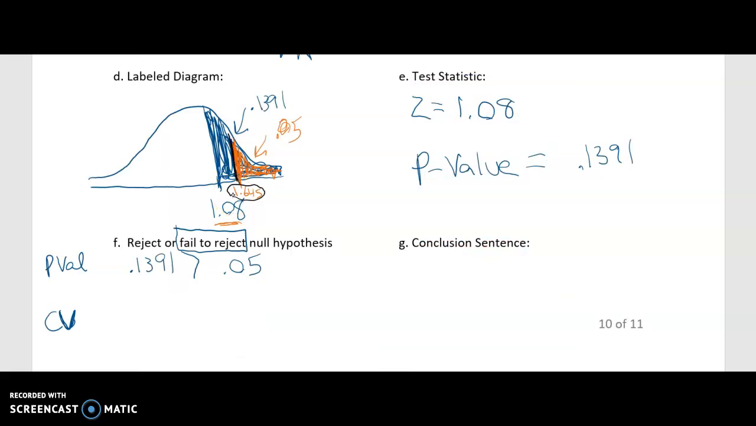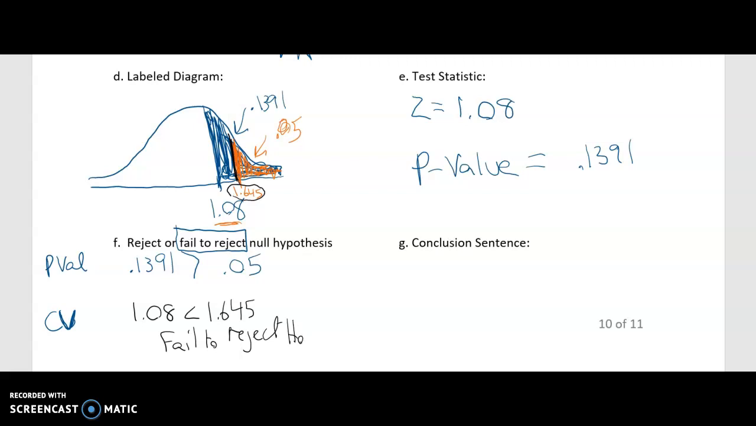Now, I know any number for a right-tailed test that is at least as extreme as this critical value means that I should reject my null hypothesis. But we have 1.08, which is not as extreme as 1.645. So once again, we're going to fail to reject your null hypothesis. Let's write our conclusion.